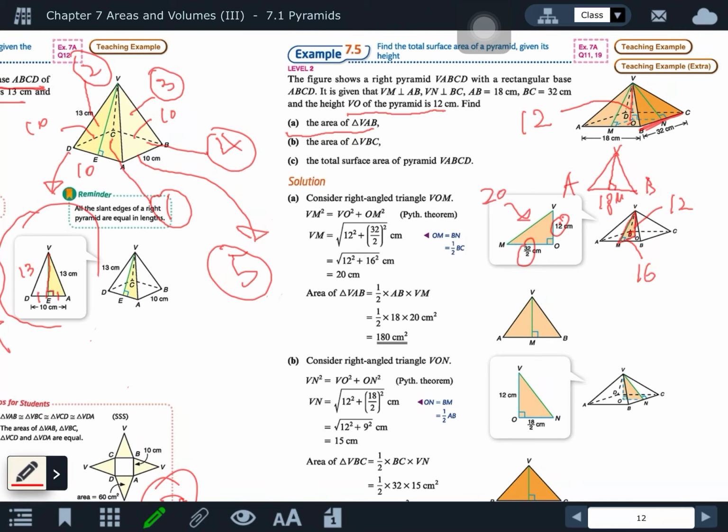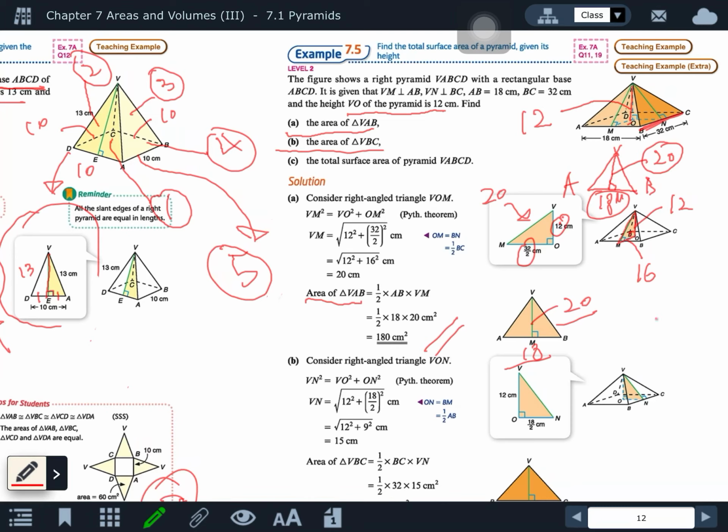Okay, so we can find the area of VAB using the base of 18 and the height of 20 that we just calculated. So it is 1/2 times base times height, and then you will get the area of triangle VAB. Then part B is almost the same for triangle VBC.